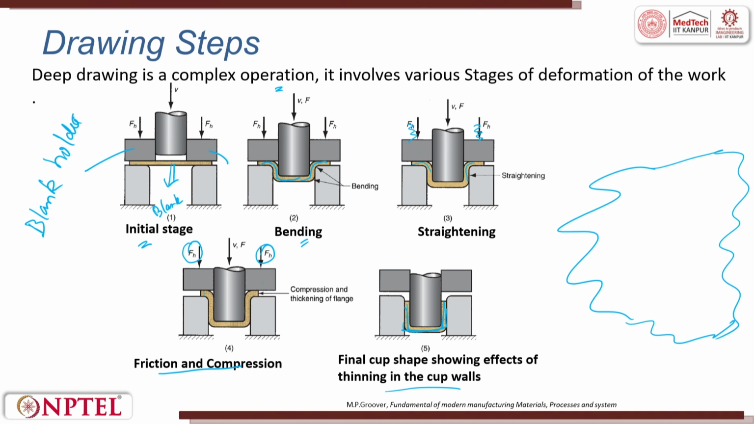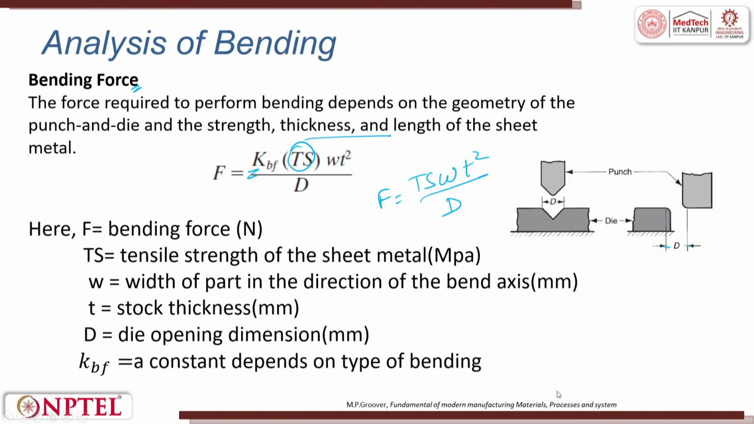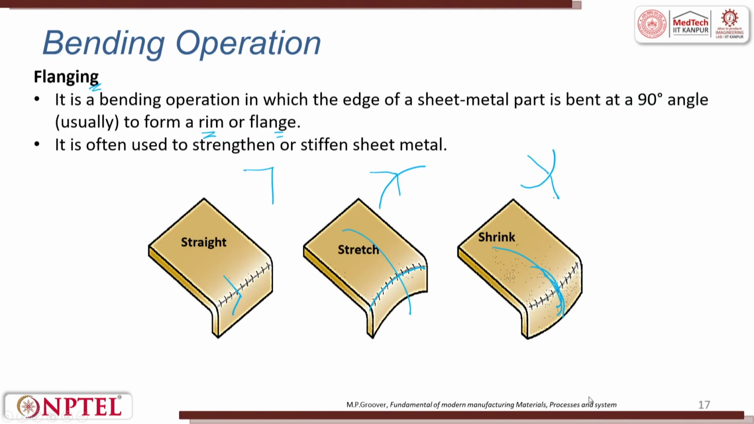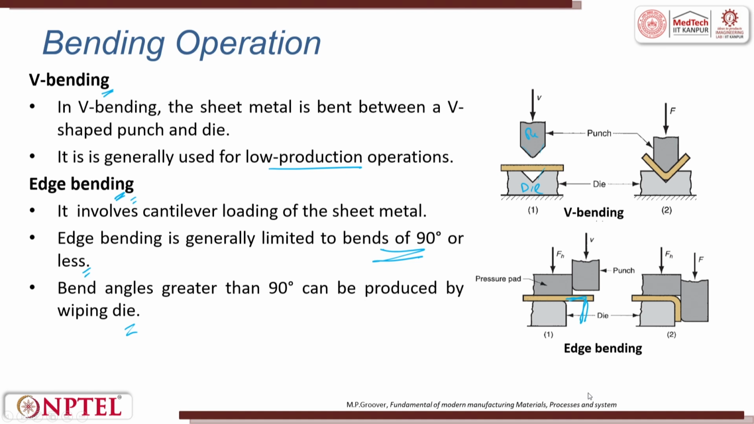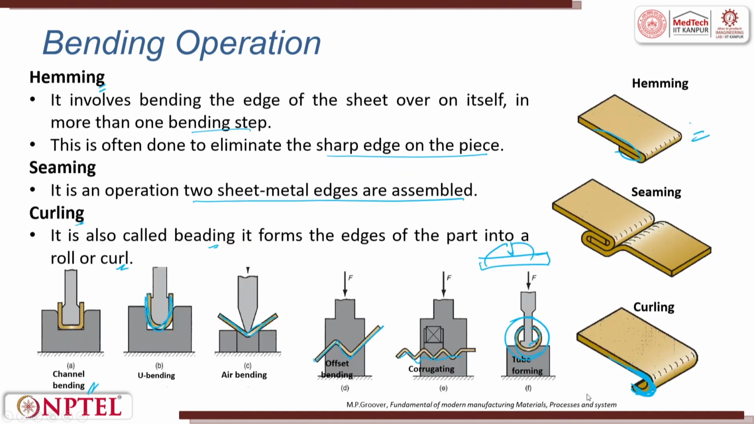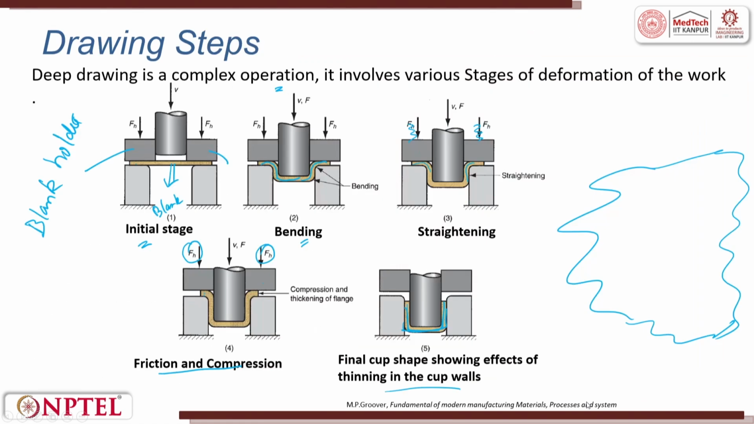So, all these things are different steps of the drawing process. It undergoes all these things. Bending. If you go back in bending, what all did we see? We saw flanging, V-bending, edge bending, hemming, seaming, curling, all these things are bending. Here also it is bending. Bending means there is no cut, it is only trying to change its shape from flat to a cup.